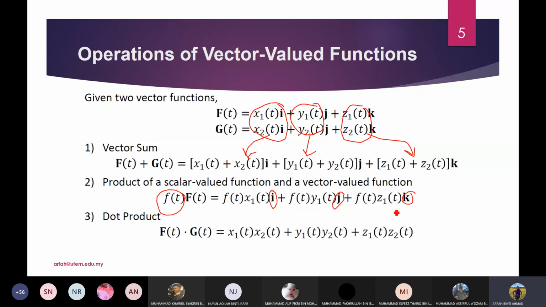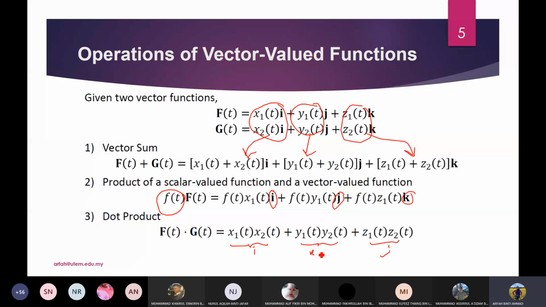Cepat, siapa boleh tahu? Where does it go for the I, J and K? Because if you do the dot product, of course I darab I, J darab J, K darab K kan? Sebab awak tengok ni Z1, Z2 ni adalah untuk J punya komponen. Y1, Y2 untuk K komponen for both vector F and vector G. And this one, X1 multiply with X2 is the I component for vector F and vector G. So where does the I, J and K go for the dot product of two vector functions?